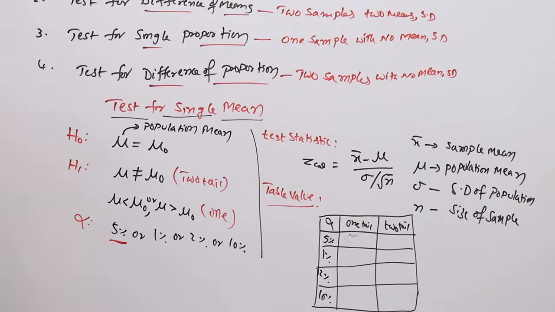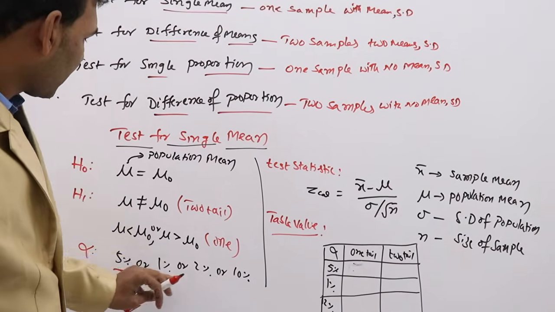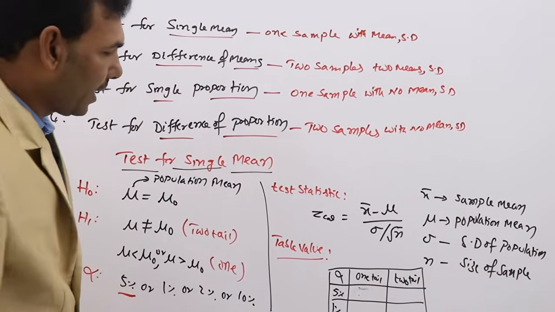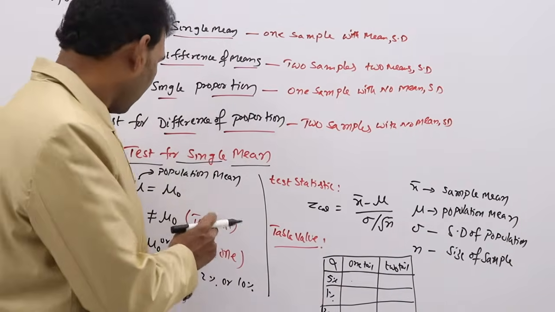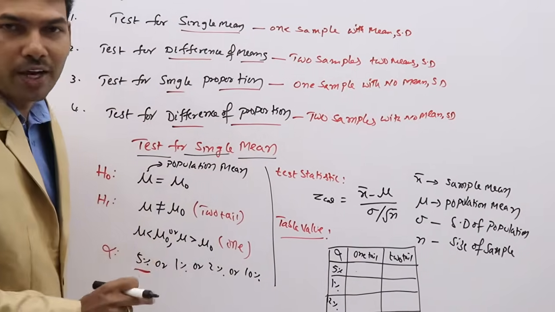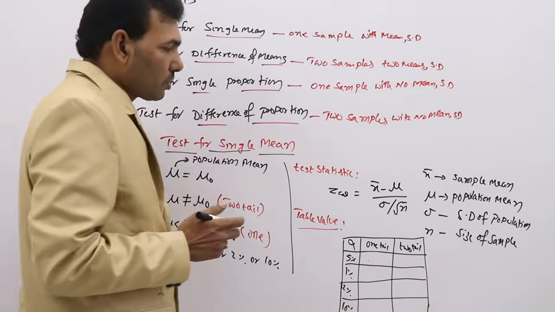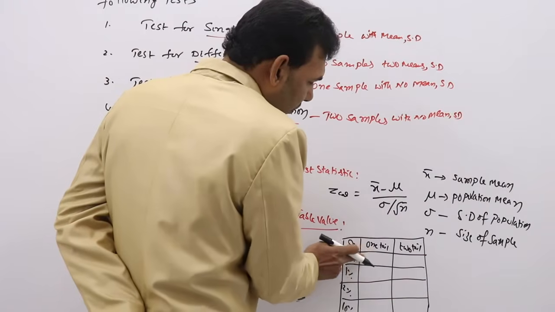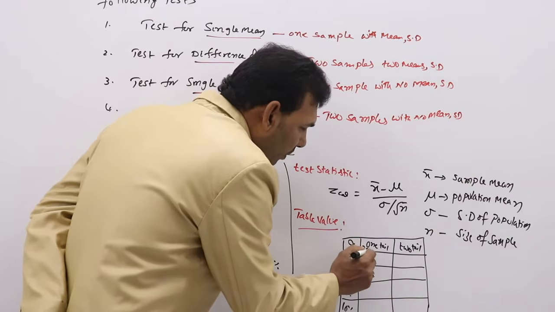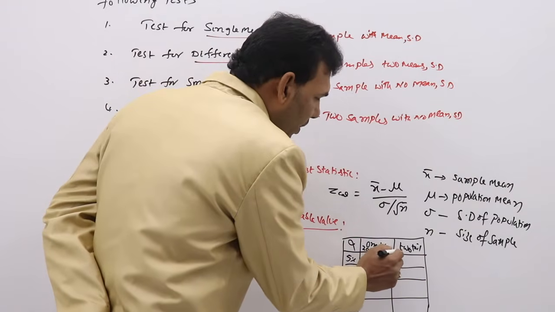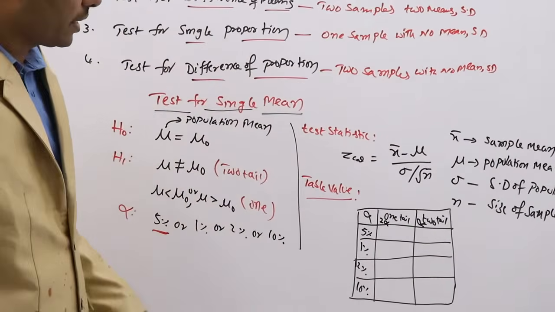If the alpha percentage is given clearly, then we decide the Z table value based on whether it is a one tail test or two tail test. If it is a one tail test, make it 2 alpha. If it is two tail, take alpha, the direct value.